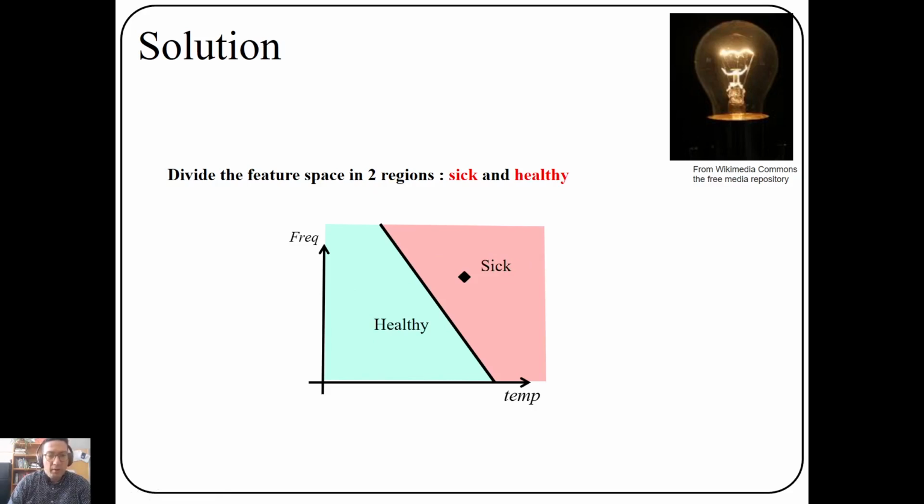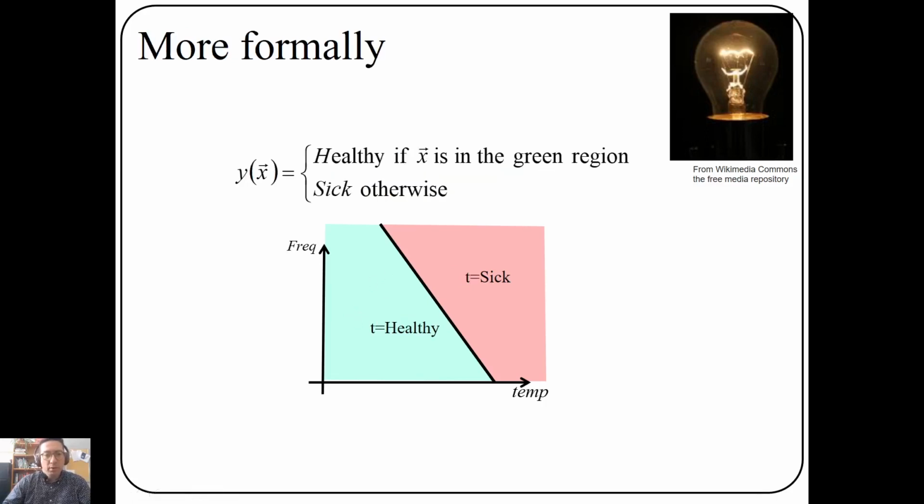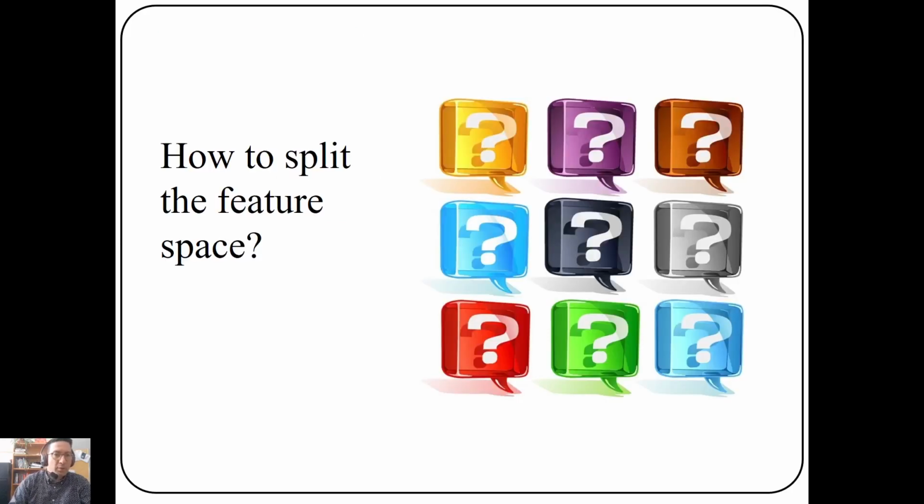So we will have a healthy region and a sick region. Any point that falls into this red area would automatically be associated to a sick patient, whereas points that fall into the green area would be associated to a healthy patient. And this brings us to this letter y, which is a function that we call the classification function. Given a point x, a vector in a two-dimensional space, it returns a binary value, either healthy or sick. Now the question is how to split the feature space.